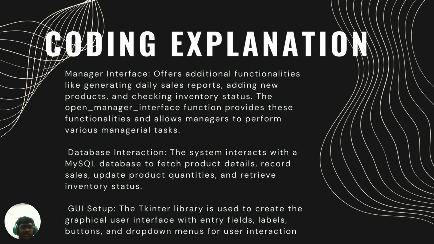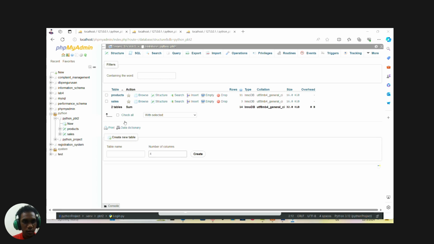Database interface. This system interacts with a MySQL database to fetch product details, record sales, update product quantities, and retrieve inventory status. GUI setup: the tkinter library is used to create the graphical user interface with entry fields, labels, buttons, and drop-down menus for interactions.